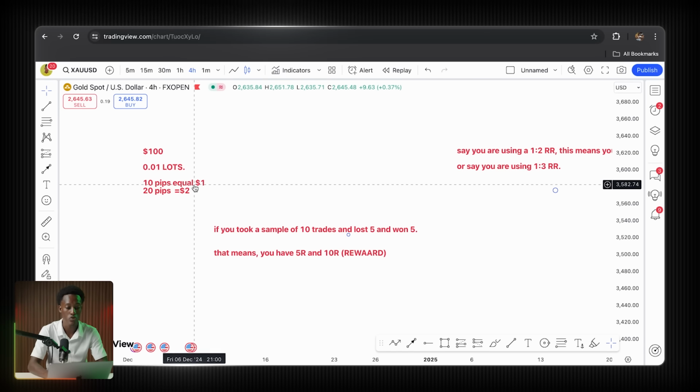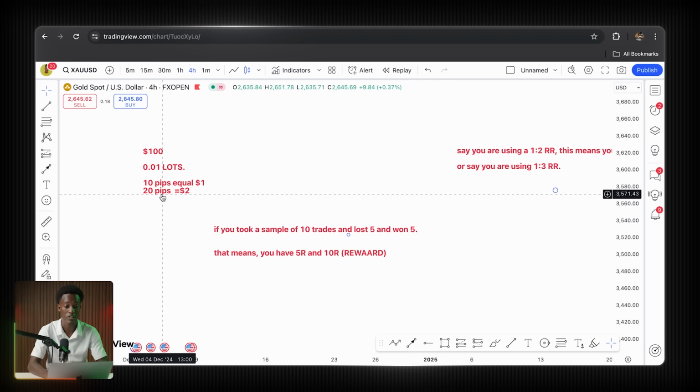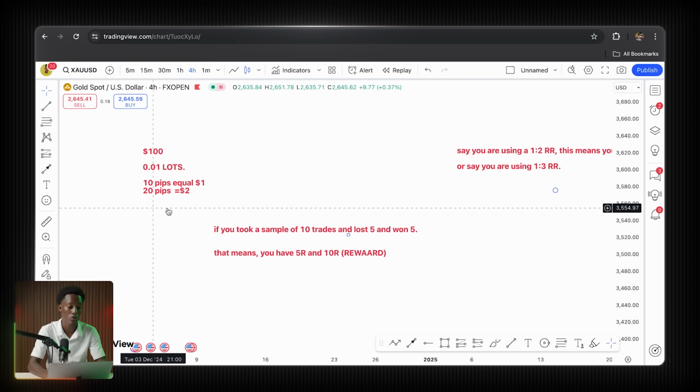Well, in this example, you make $1 for 10 pips, and then you make $20 for 20 pips. If, say, you made 100 pips, you would have probably made up to $10. Again, reflecting on the lot size, okay?